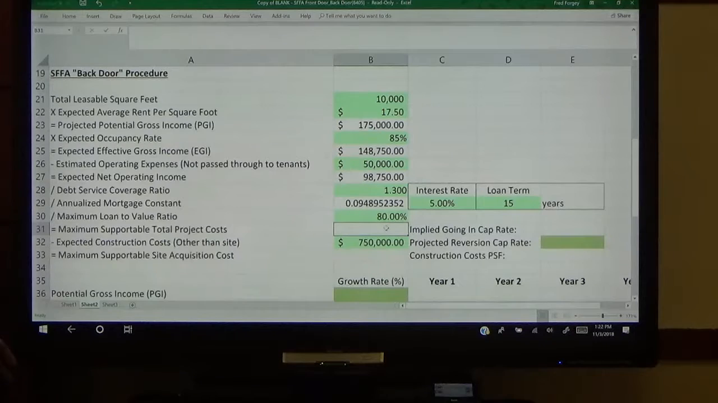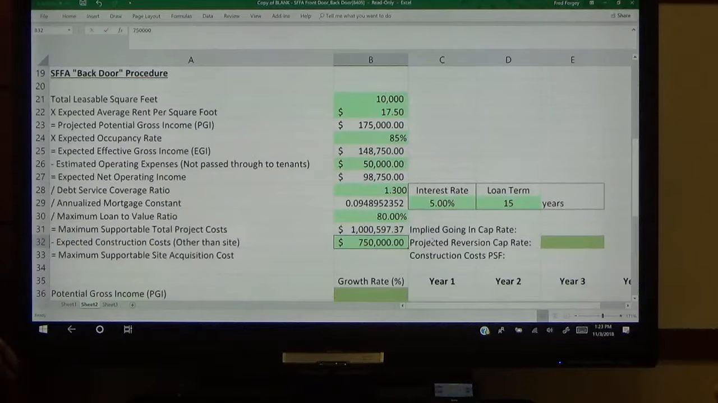Once we've got that, going down to get the maximum supportable development cost. This one is a little more involved, though not really complicated. Take the expected net operating income, divided by the debt service coverage, divided by the annual mortgage constant, divided by the loan to value, and that gives you the maximum supportable cost. So you start with the 98,750, divide it by 1.3, divided by the mortgage constant, and divided by the loan to value ratio. And then we get $1,597.37, which is the total project cost.